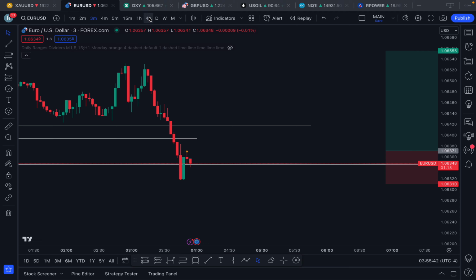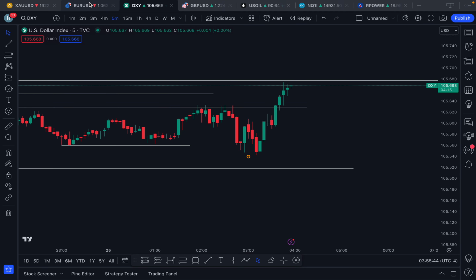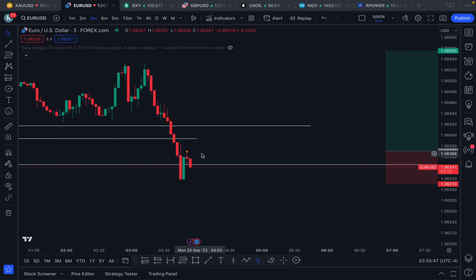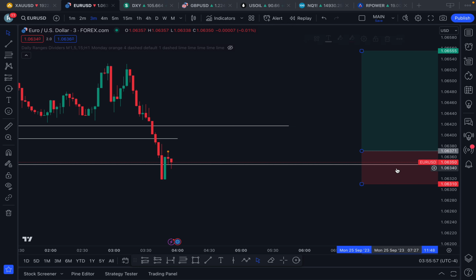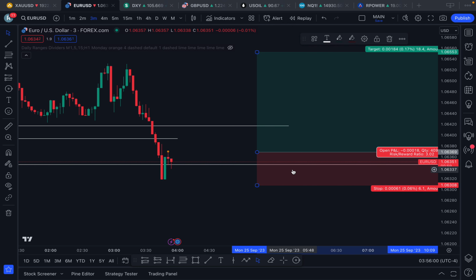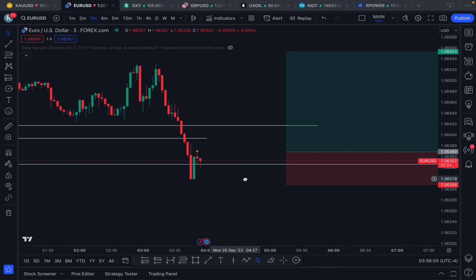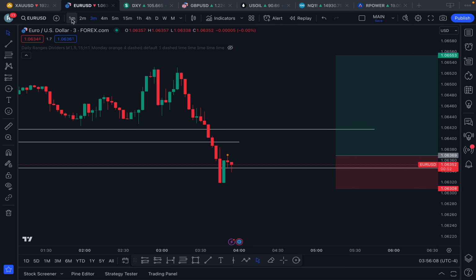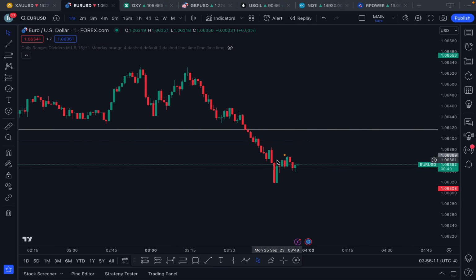Okay, so as long as there is no market structure shift, we will not enter a trade. As clear as it can get.